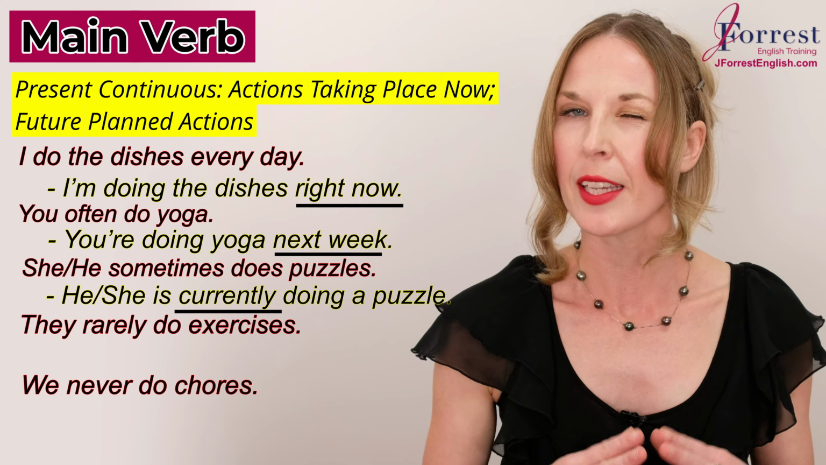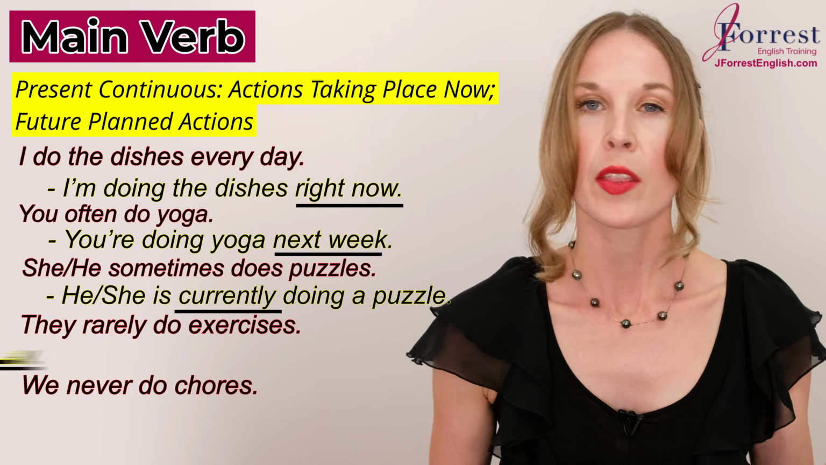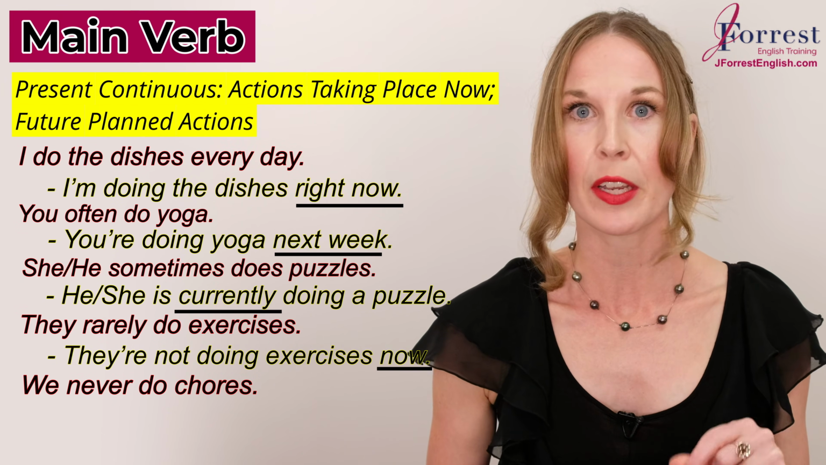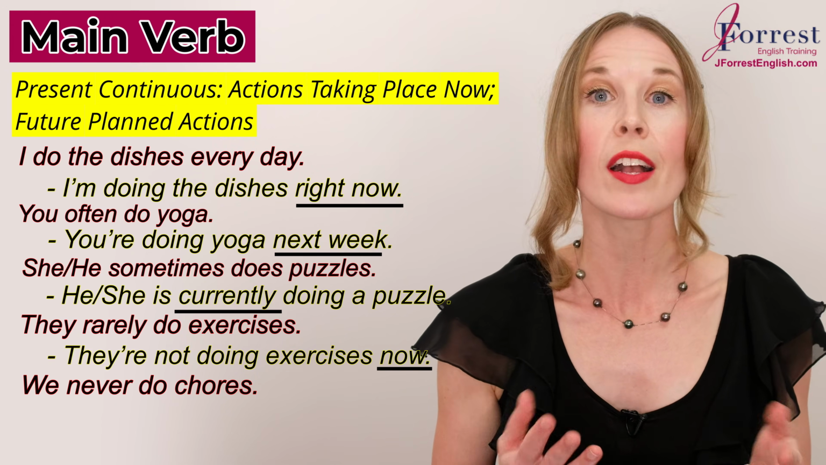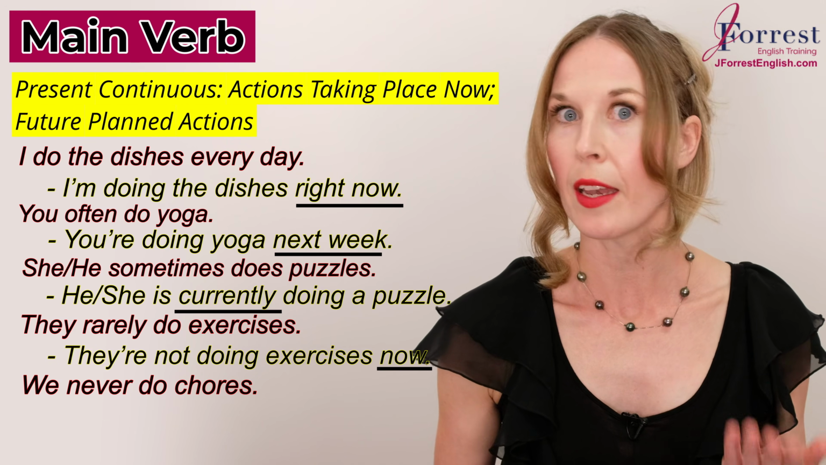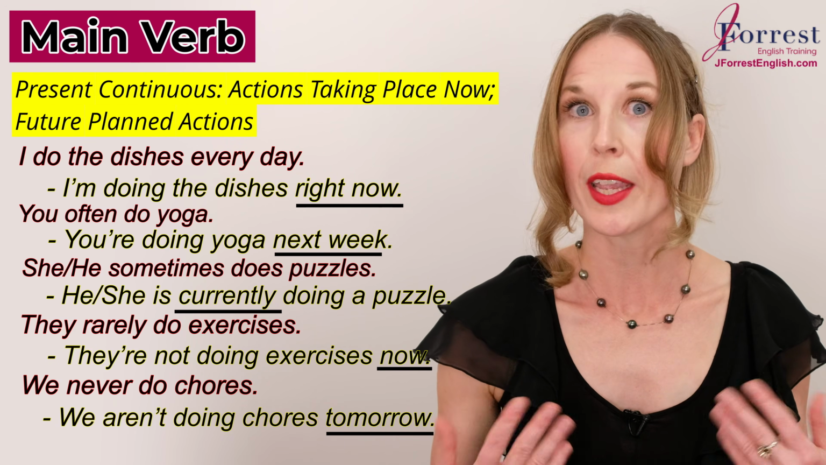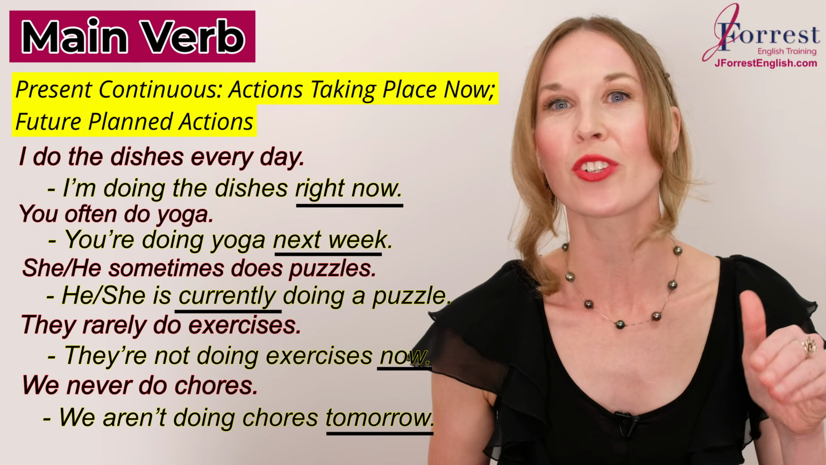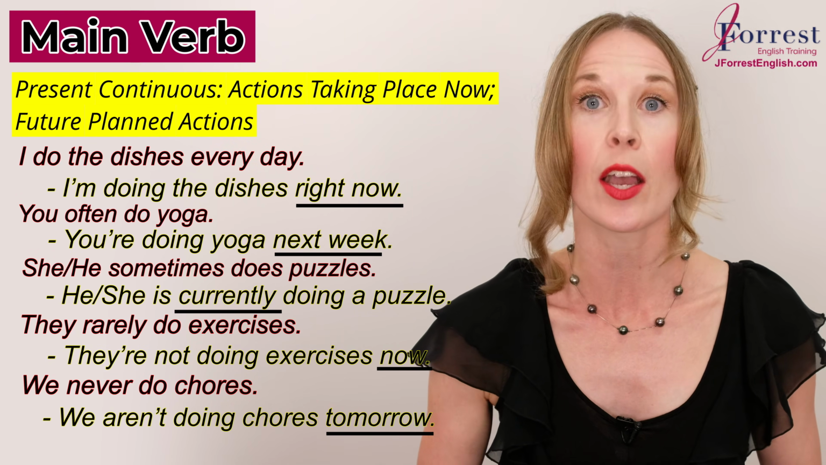They rarely do exercises in the present continuous. They're not doing exercises now. The negative here, they're not. So notice for the negative, you just add not. We never do chores in the present continuous. We aren't doing chores tomorrow. Planned future action in the negative. In this case, the negative is in a contraction.